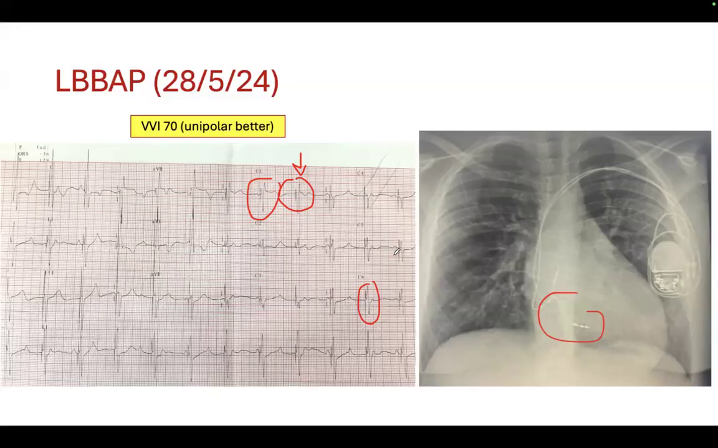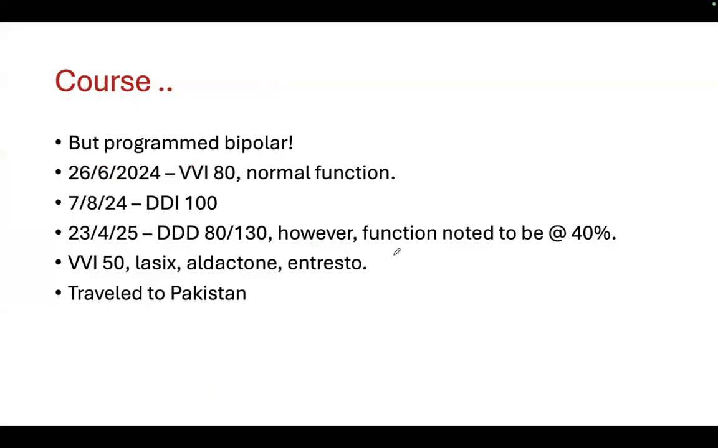Anyways, we started slow at 70 beats per minute. Unipolar was better than bipolar in the cath lab, but unfortunately he was programmed bipolar. This is probably my fault. But June 26th, roughly 1 month after implant, VVI 80, normal function. And then in August, we increased the rate to 100. I don't think we did an echo.